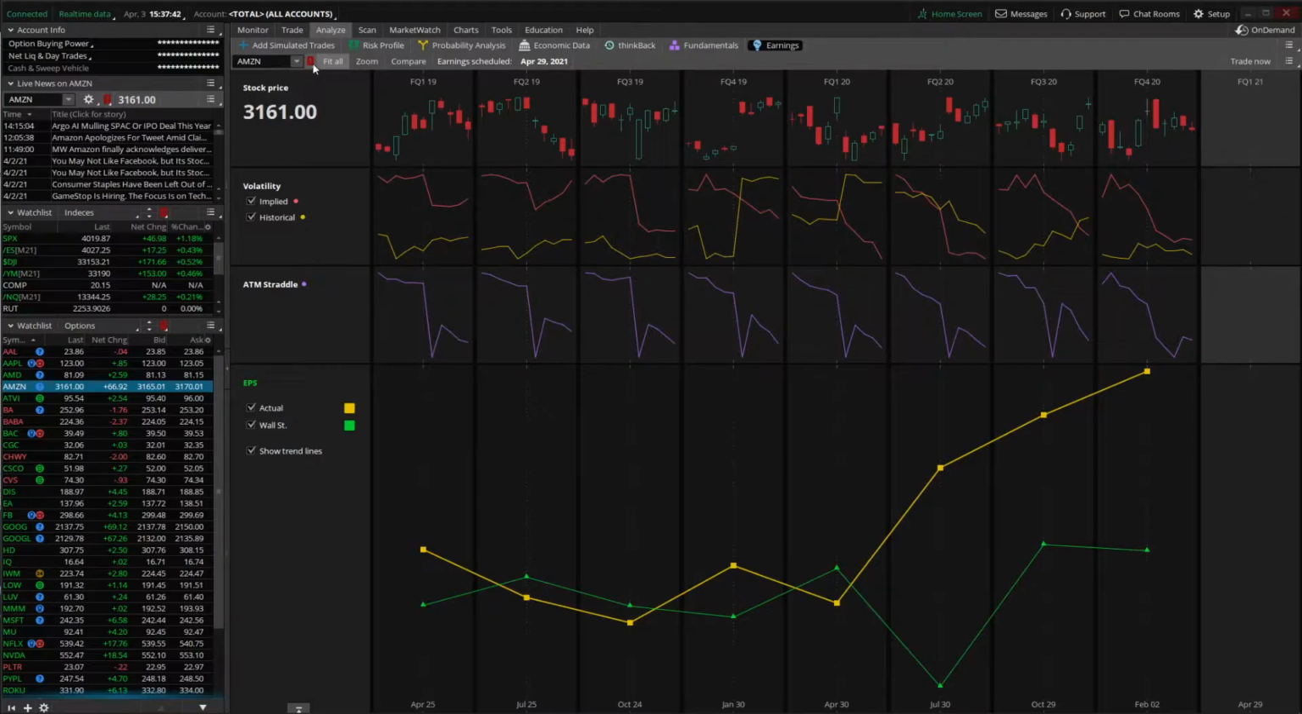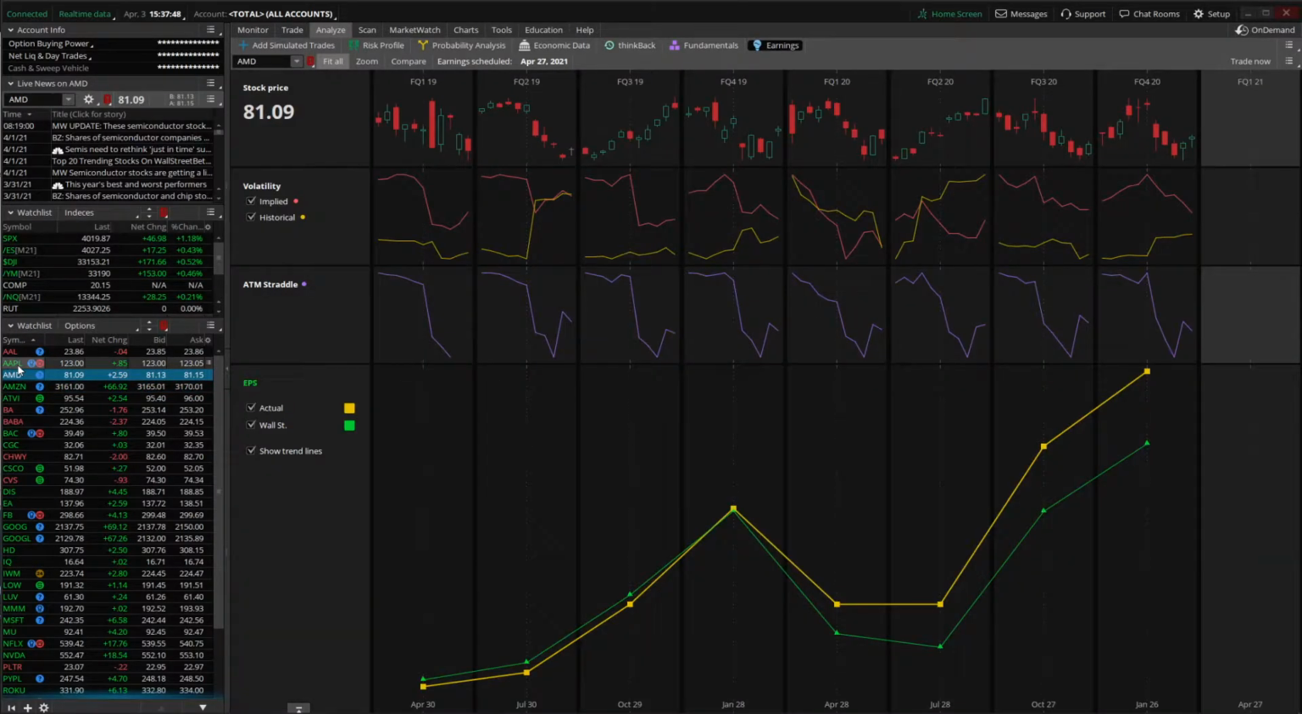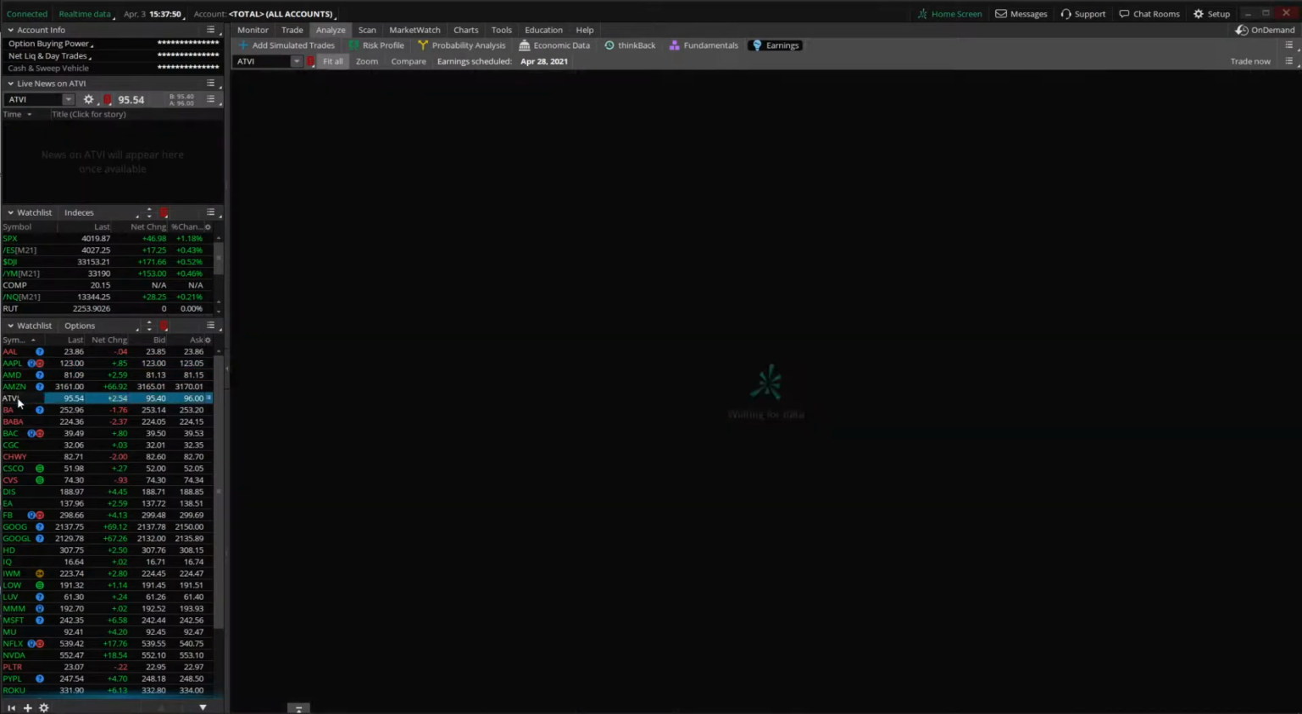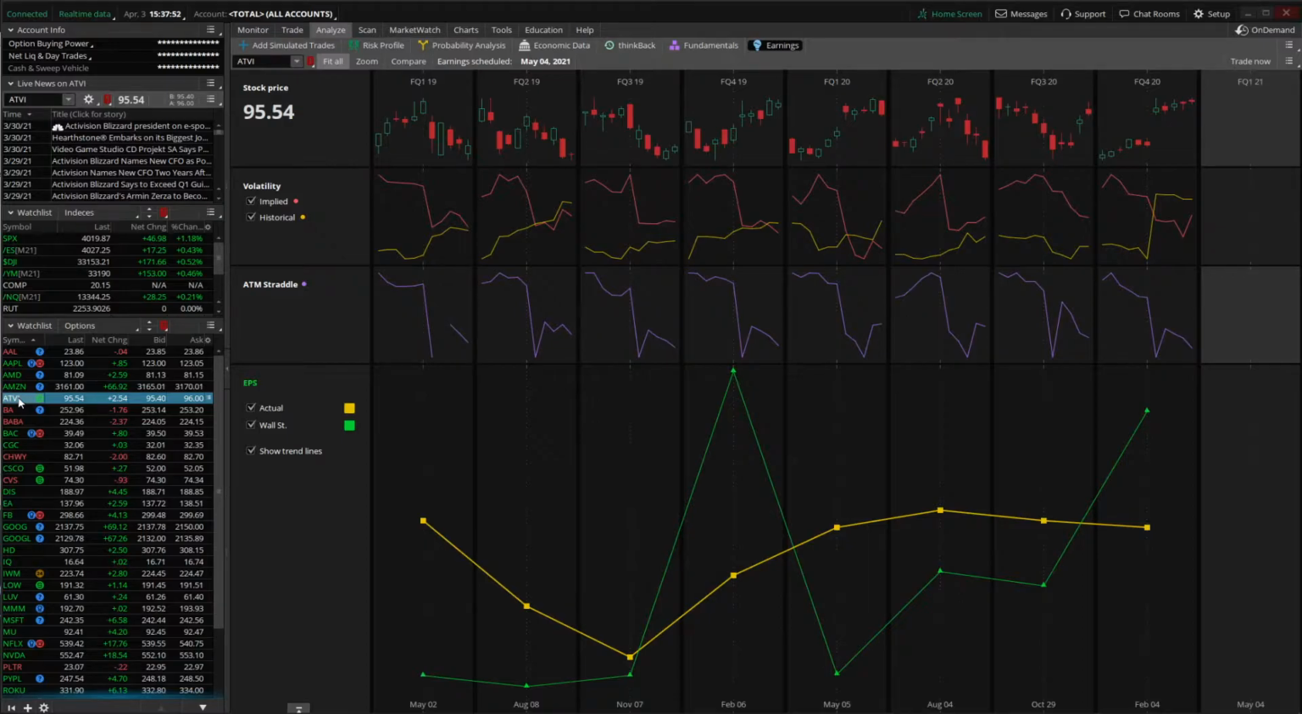So in my case, I've got it set to a red one, so that my watch list down here controls the earnings tab. So all I have to do is click on my watch list and it changes the earnings tab accordingly. Now, the entire purpose of this tool is to research the effects of earnings announcements on the stock itself and the derivative pricing.